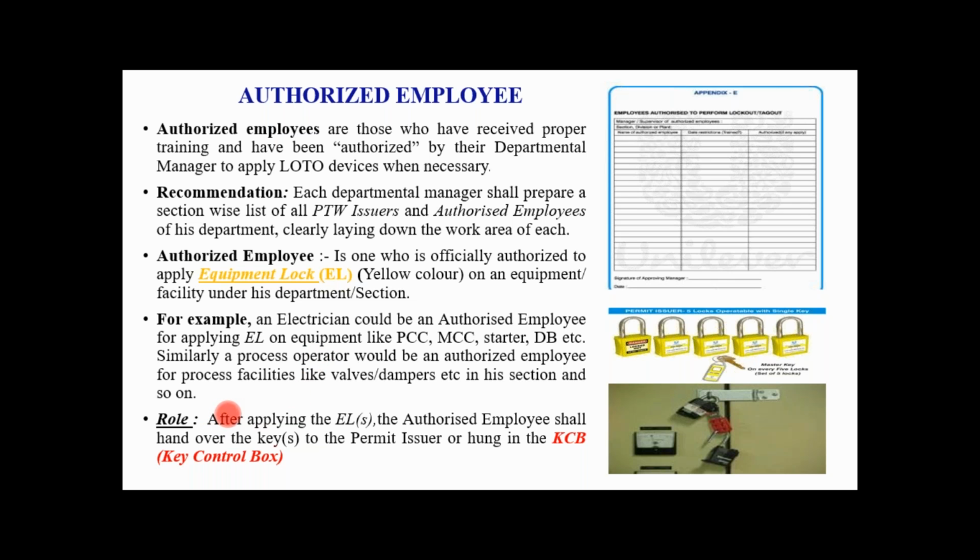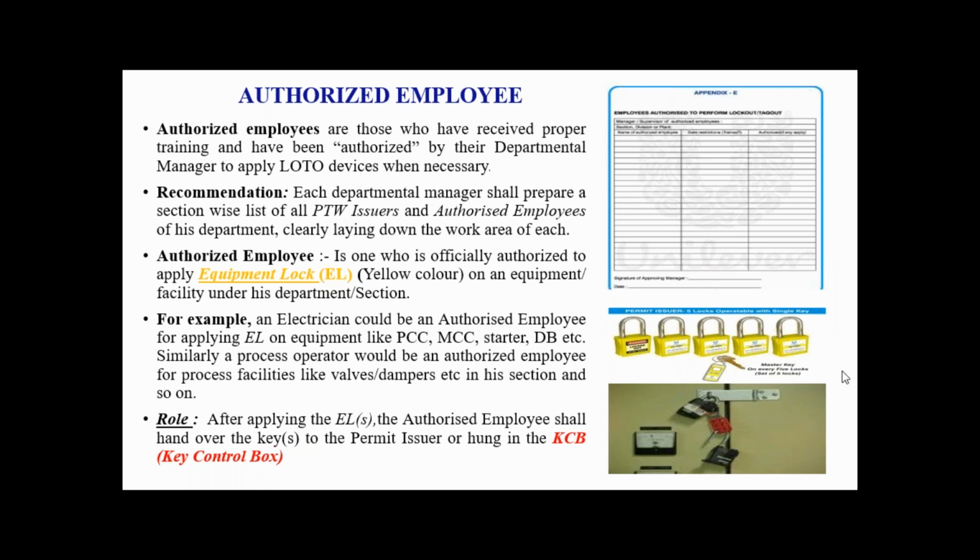So the role of this authorized employee: after applying this equipment lock, the authorized employee shall hand over these keys to the permit issuer or hang them in the KCB. This KCB is nothing but the key control box. So after applying the equipment lock, the responsibility of that authorized employee is to hang this key in the key control box or to hand over these keys to the permit to work issuer. Right? So these are the roles and responsibilities and the minimum criteria for the authorized employee.